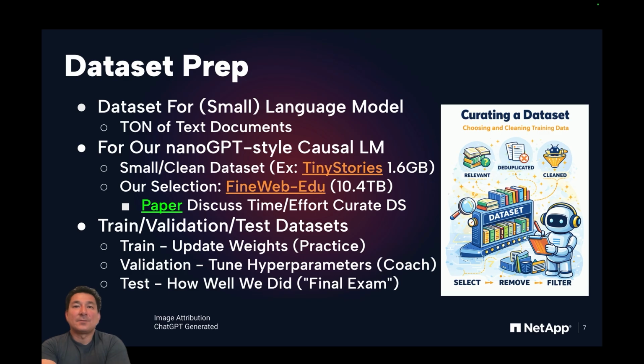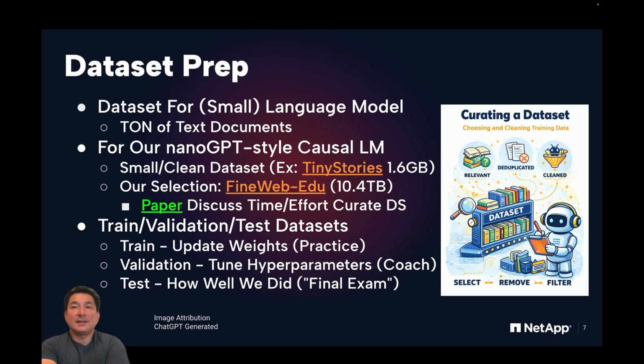I considered a couple options when picking out the data set. The first one was Tiny Stories, which sits at 1.6 gigabytes, which is a very small, clean data set that is story-based. The second one is what we ended up using in the demo, called FineWeb-EDU, which is 10.4 terabytes. I picked this one specifically for the attached white paper found at the green link at the center of the slide. This is a great paper that described the time and effort and process it took to curate this dataset and train the model.